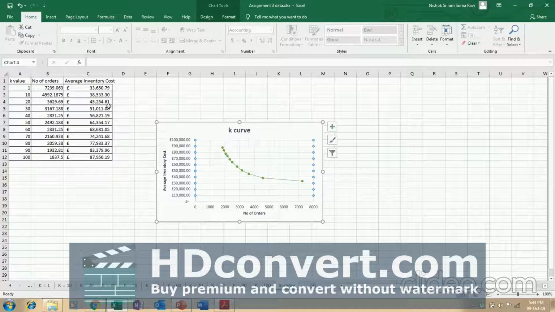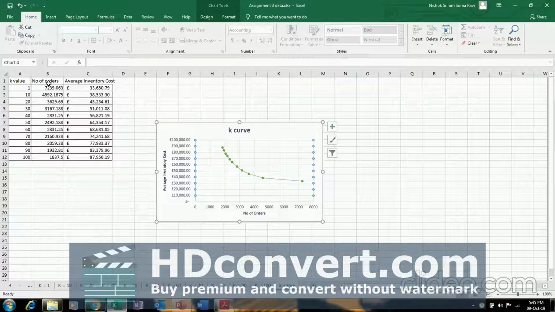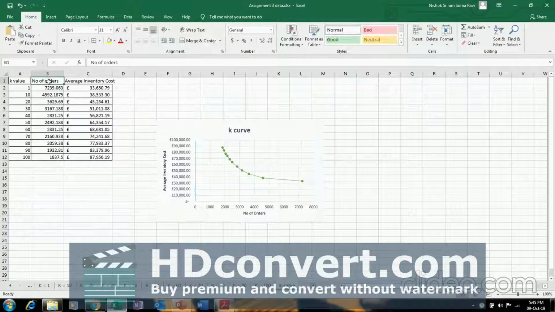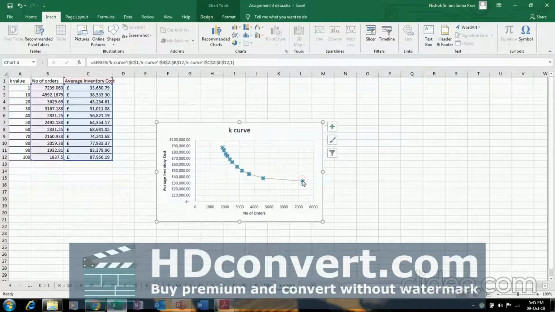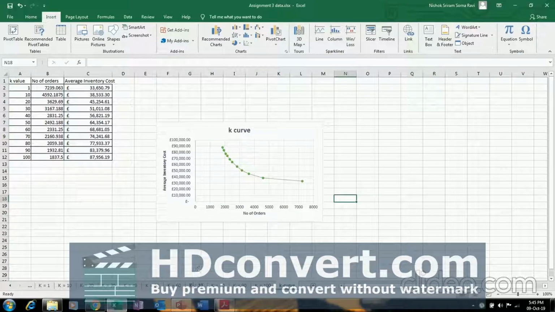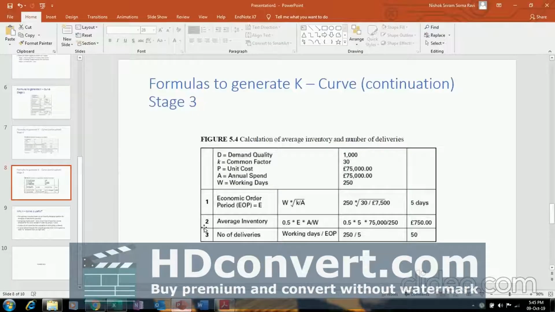And over here, in order to get this K curve, we have to select this row, select this style, and then just insert a chart. We can see, we can generate a curve chart. Since we have found this, we go back to our presentation.